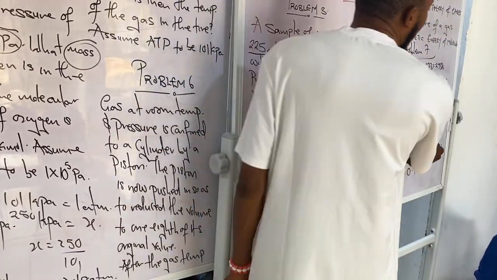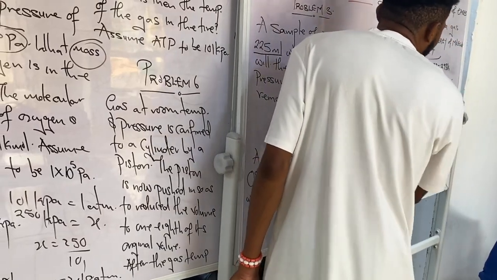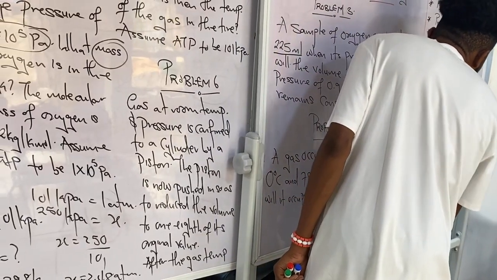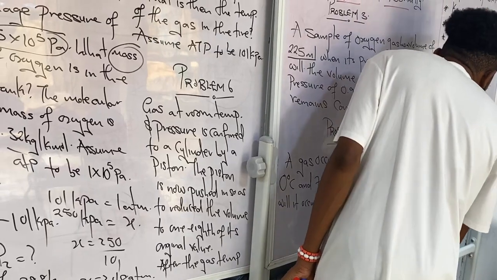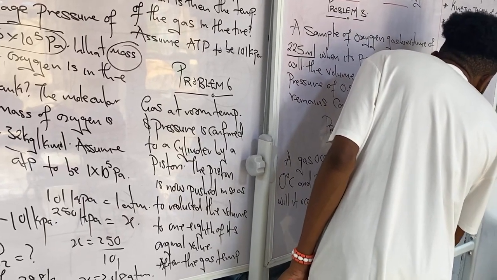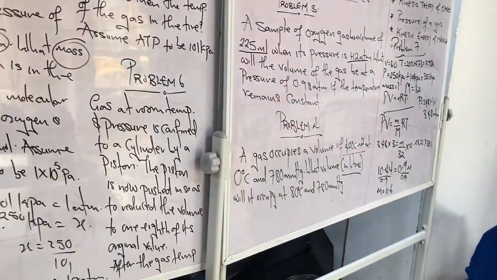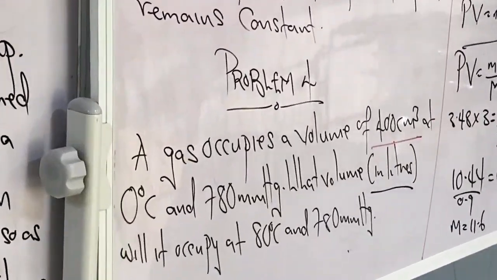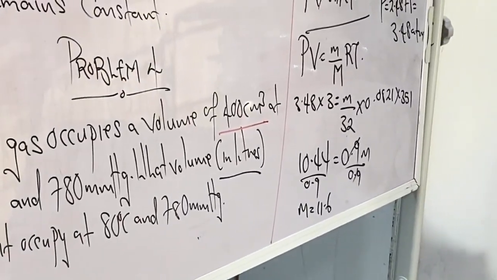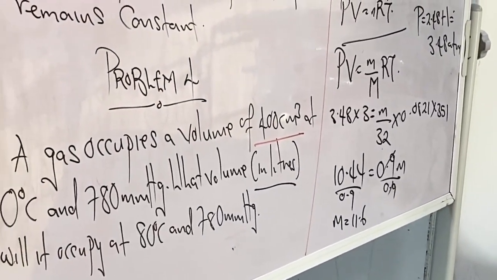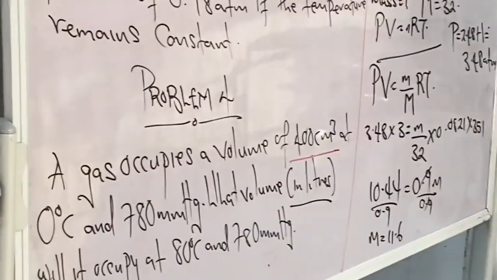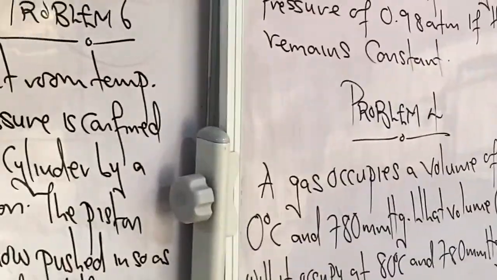Are you getting me now? By the time you solve all this, one divided by this, it gives you 0.9 m. Looking for m, divide both sides by 0.9. So our m equals 11.6. Now, this 11.6, is it kilogram, is it gram, or what? What do you think we are working with?